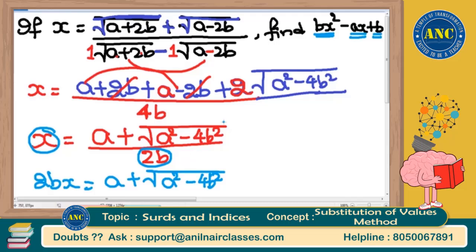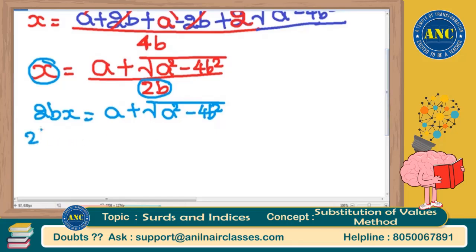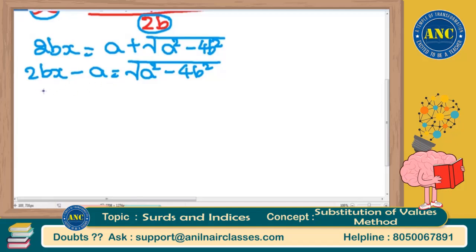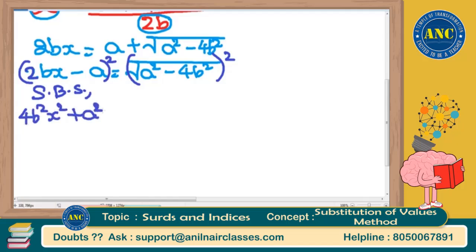Now I want the bx square value, right? So what I will do is shift 2bx minus a to the left hand side. This is equal to root of a square minus 4b square. Since I require the bx square value, I will square on both sides. Squaring both sides, this becomes 2bx minus a whole square is equal to root of a square minus 4b square whole square. So the left side is 4b square x square plus a square minus 4abx, right? 4abx.